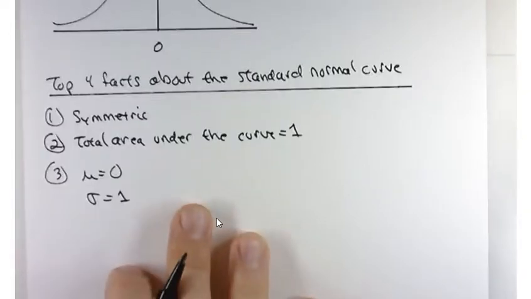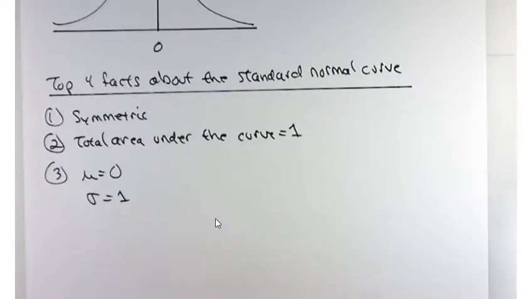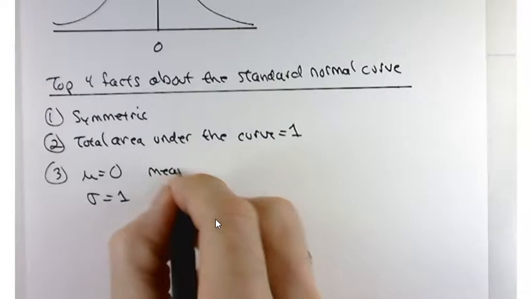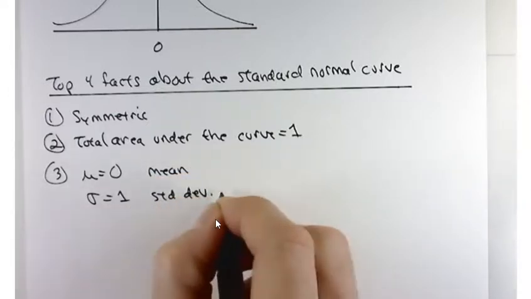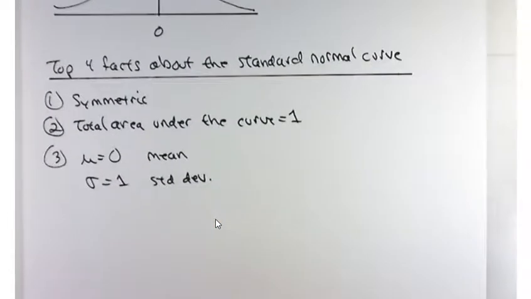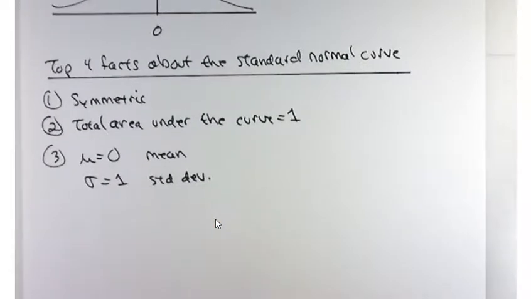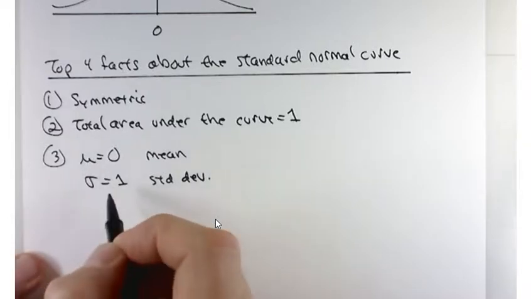What do I mean by this next one? Mu equals 0, sigma equals 1. What's mu? The mean. So the mean is 0. The standard deviation is 1. That's unique to the standard normal curve. You can have other normal curves with different means and different standard deviations, but the standard normal curve has a mean of 0 and a standard deviation of 1.